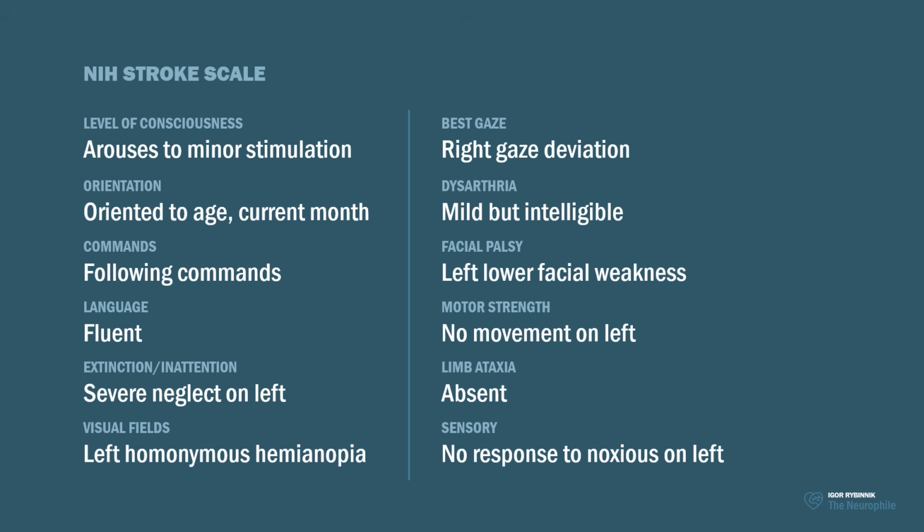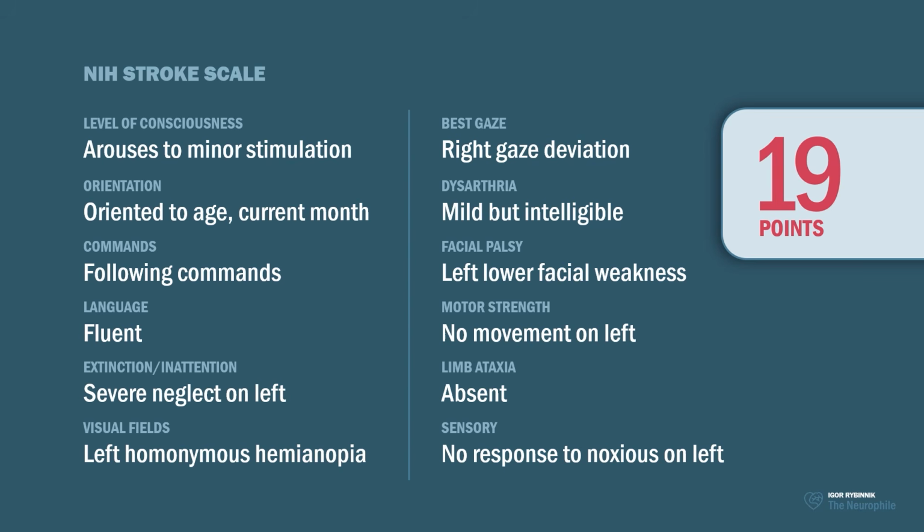His left lower face is weak, and there is dense flaccid paralysis of the left side. He doesn't even withdraw to noxious stimuli. Ataxia is absent, and there's clear left-sided sensory loss. The total score is 19 points, so it's safe to say that the deficits are disabling and the lesion is severe.